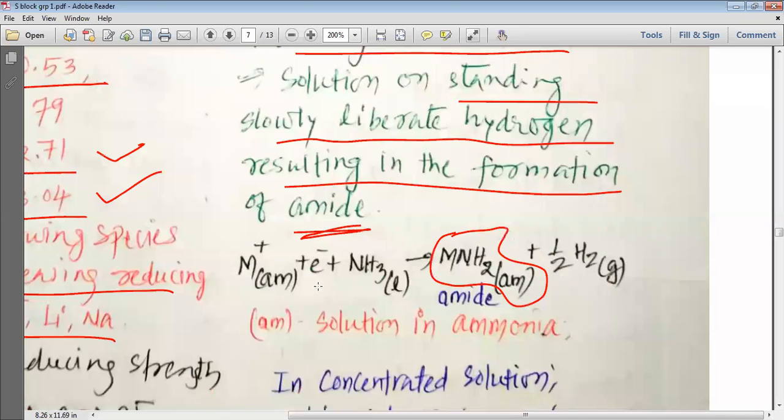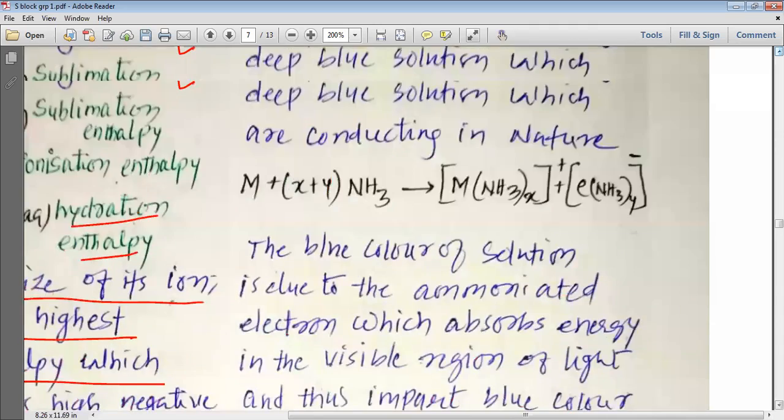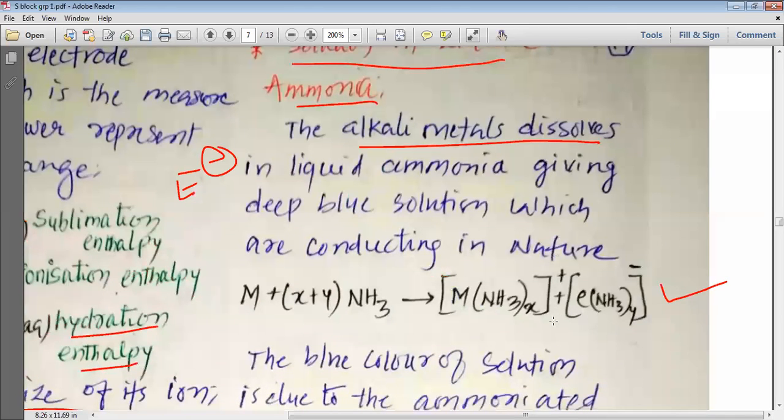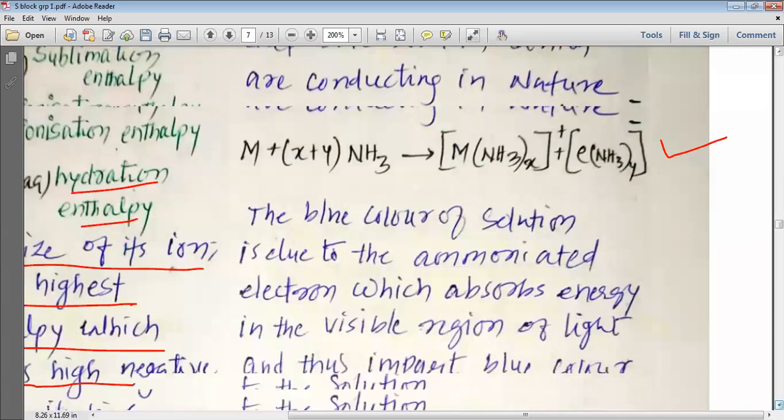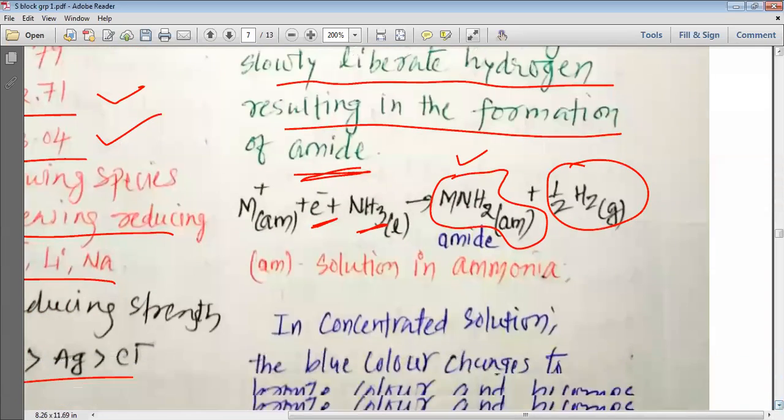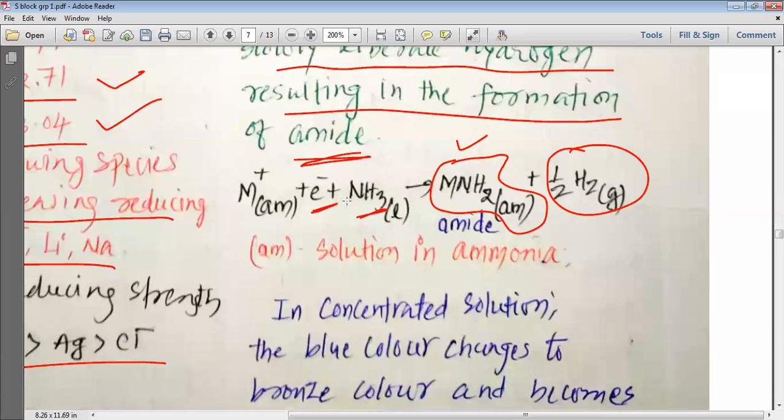This M plus electrons available and NH3, which are ammoniated electrons, or you can just think of the electron and ammonia, that is what forms the metal amides MNH2, and hydrogen gas is released. So this reaction does not take place immediately; immediately only the first reaction takes place and we get a blue color solution. But if this blue color solution is kept for a longer time, it changes its color, and these metal amides are formed and hydrogen gas is released.